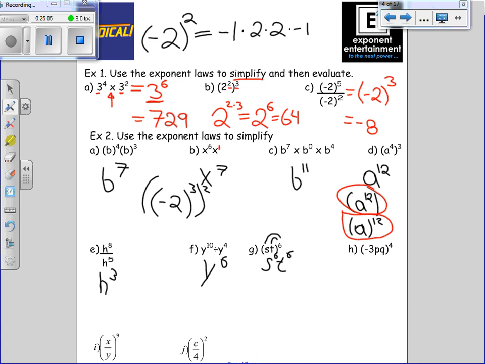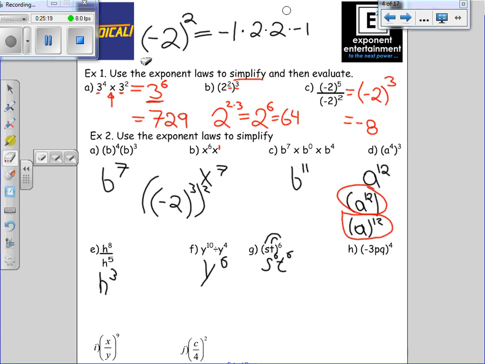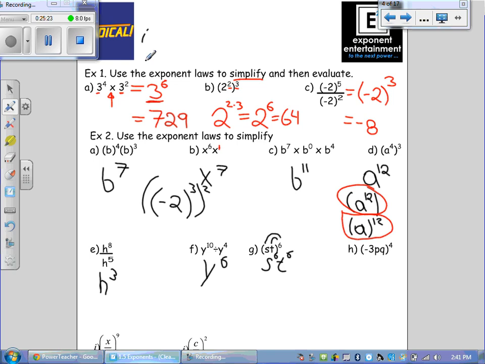H. Now what do we do for H? We're going to do H up here so we can see it a little better. The 4 goes to all of them. So what's the answer real quick, Austin? Negative 81 e to the power 4. Just simplify, but yeah, you're right. It wouldn't be negative 81.